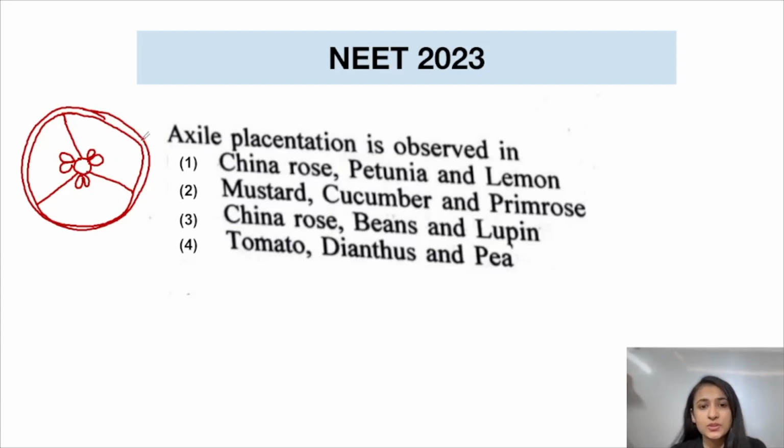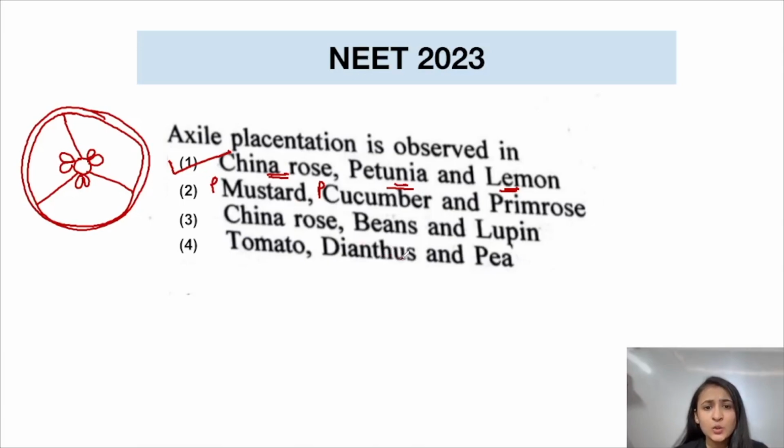Now where is it observed? So the axial placentation is observed in option number 1, China rose, petunia and lemon. These members show the presence of axial placentation. Lemon, we saw a picture of lemon while studying axial placentation also. Okay, now let us look at the other members also. Now mustard and cucumber show parietal placentation. So we can write P here because they show parietal placentation.